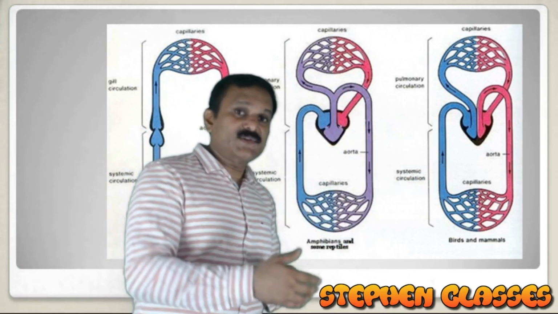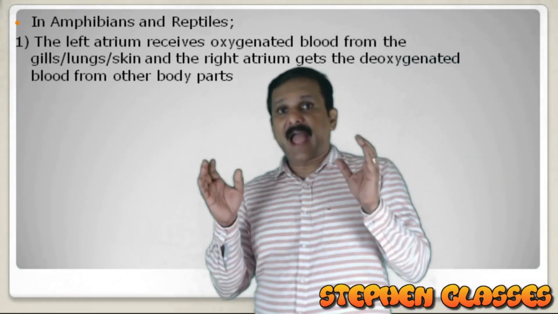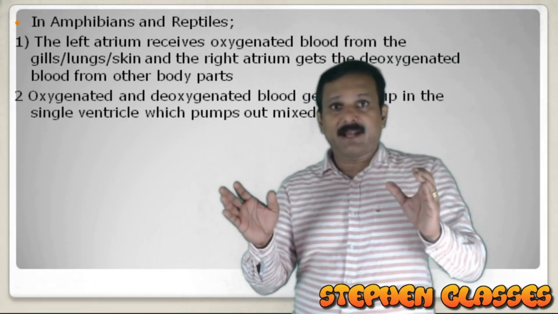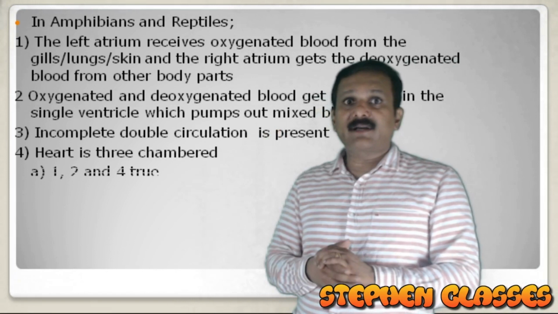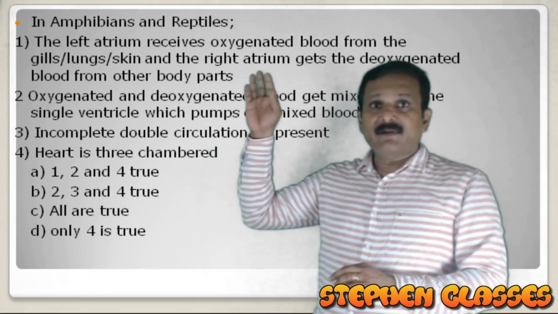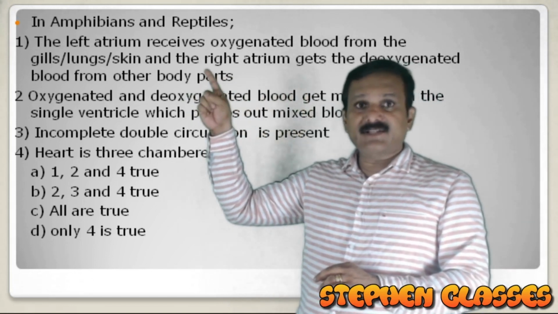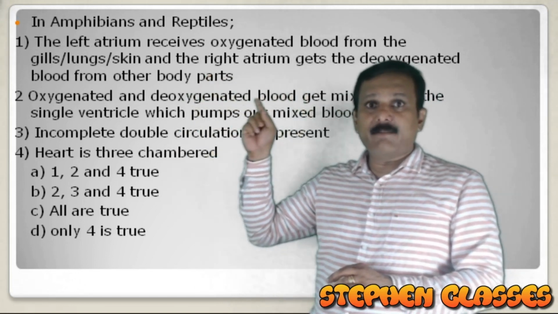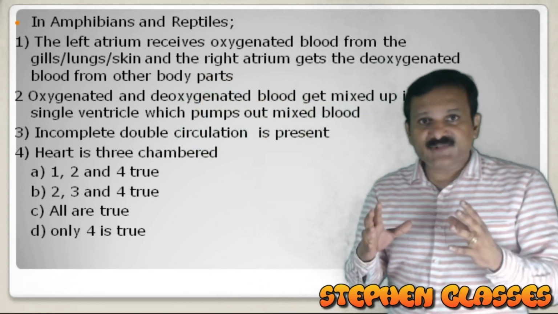So we have the question now. This is about incomplete double circulation, because in the case of amphibians and reptiles, it is incomplete. So here, left atrium receives oxygenated blood from the gills, skin or lungs, and the right atrium gets the deoxygenated blood from the other body parts. That is a correct statement. Oxygenated and deoxygenated blood is getting mixed up when it reaches the ventricle. That is a correct statement.